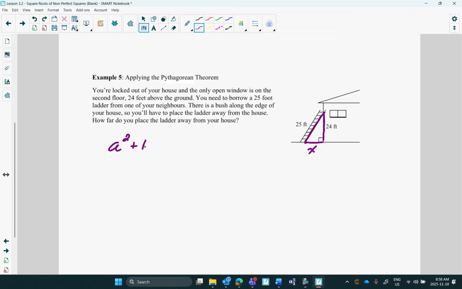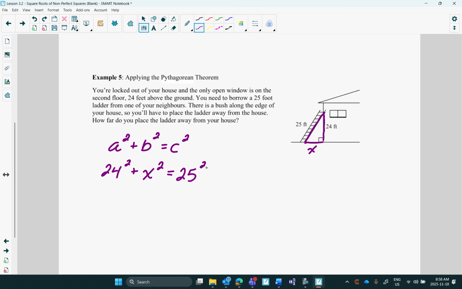Well, because we're dealing with a right triangle and we're finding the side, we're going to use Pythagoras. What does it look like when I fill everything in? 24 squared plus x squared equals 25 squared.